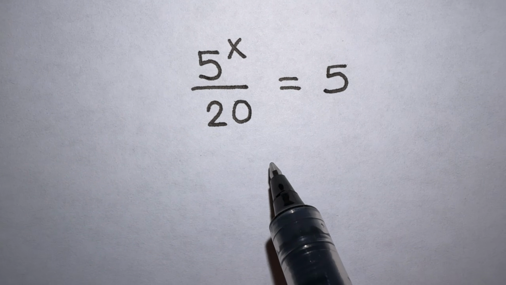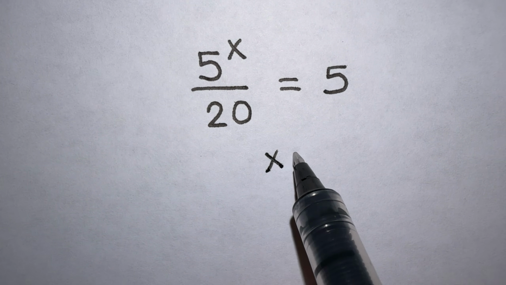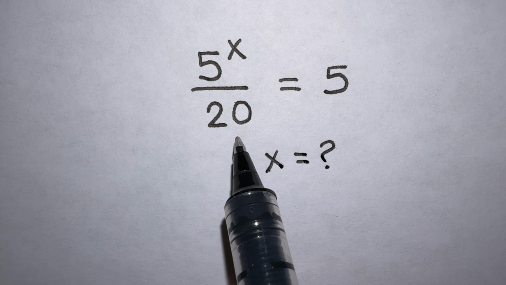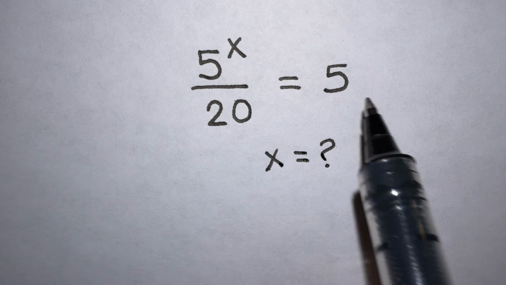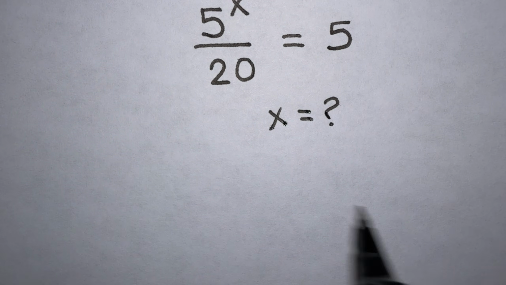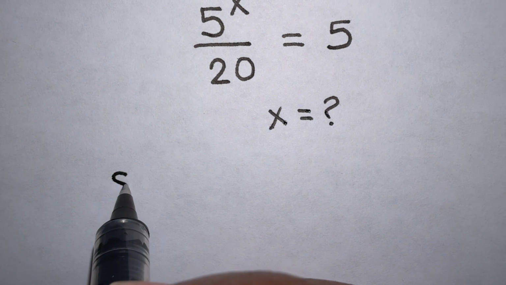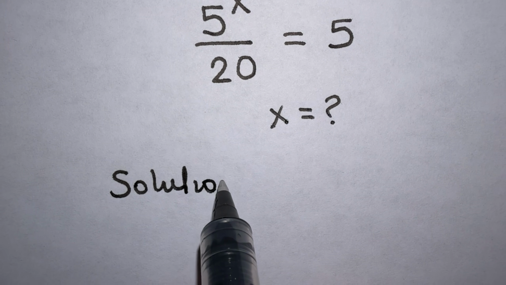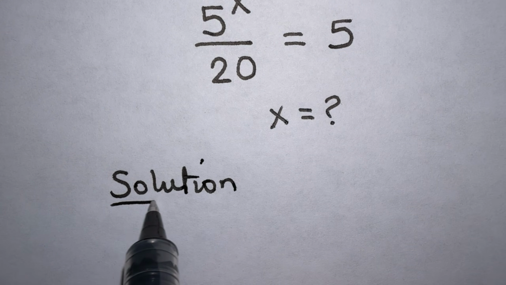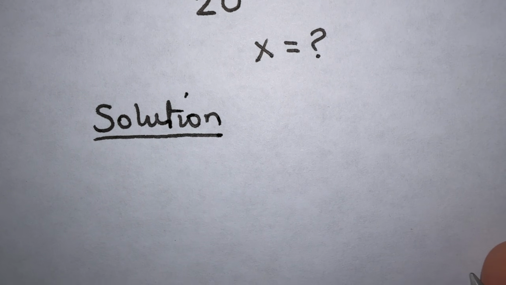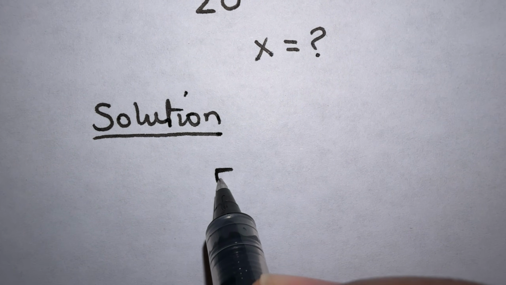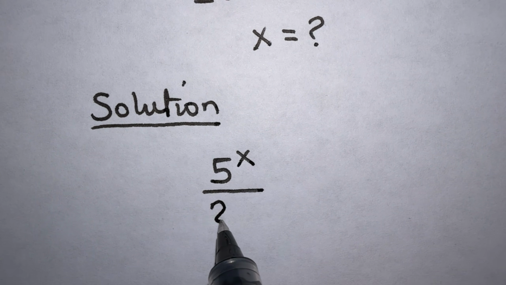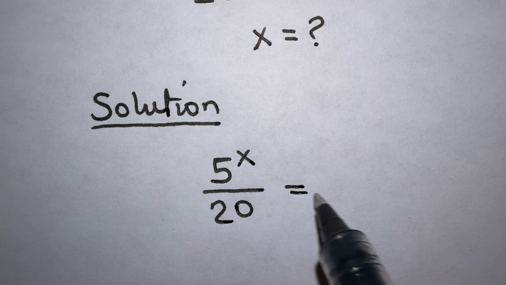In this video, let us solve for x. Given 5 raised to power x divided by 20 is equal to 5.